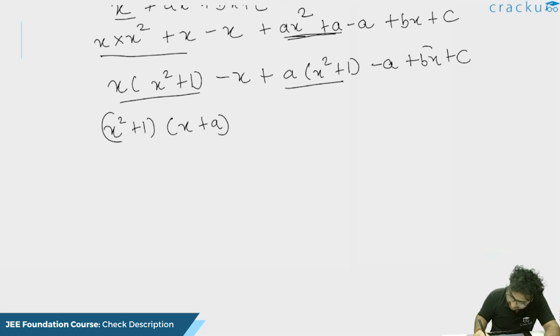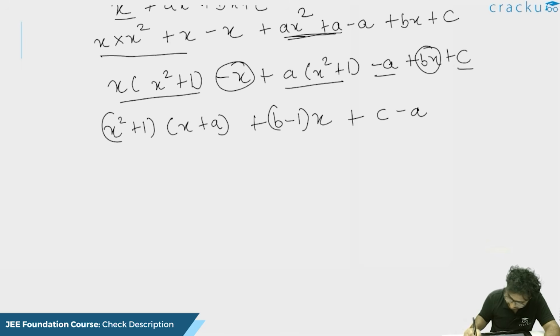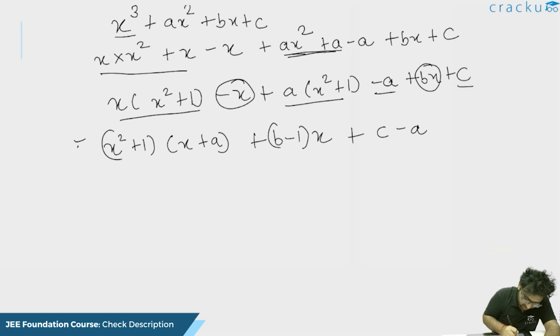Now let us see what is common in this. So both coefficients are x, so plus b minus 1 into x plus this, minus a plus c. So c minus a is our polynomial p of x.